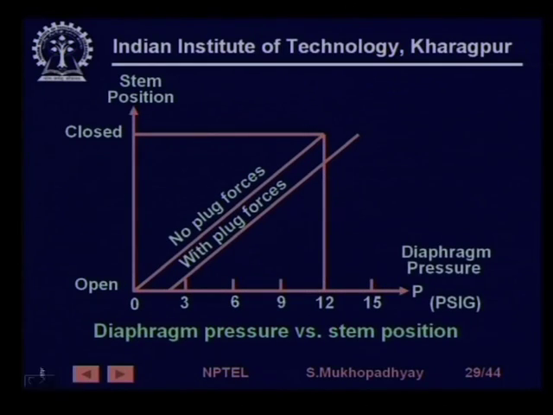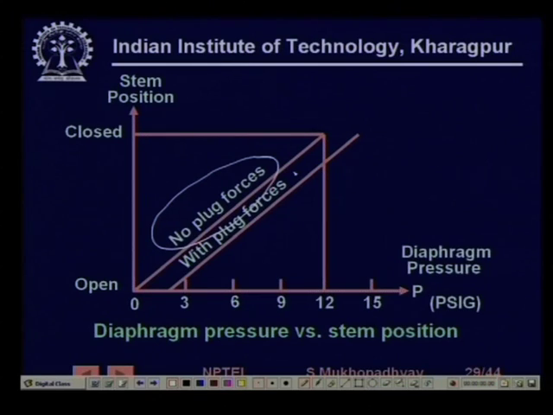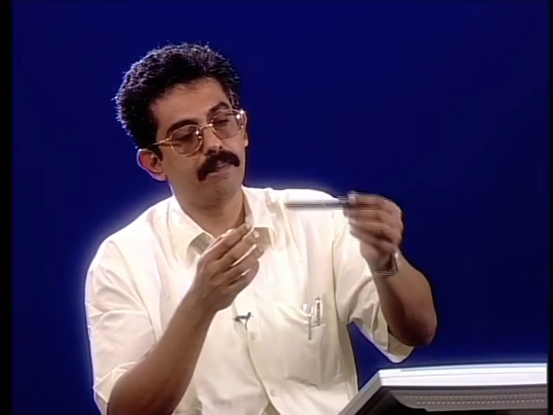As we shall see, if you look at the characteristics of this valve, there are forces acting on the plug, because when the fluid is flowing out through the orifice it is pushing the plug up or down depending on the flow profile. So, there are forces acting on the plug. Because of this, there are two things to consider. Firstly, diaphragm pressure to stem position.